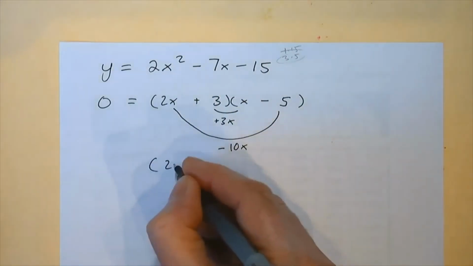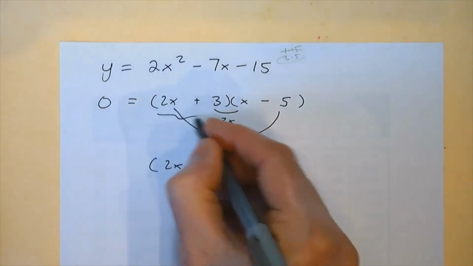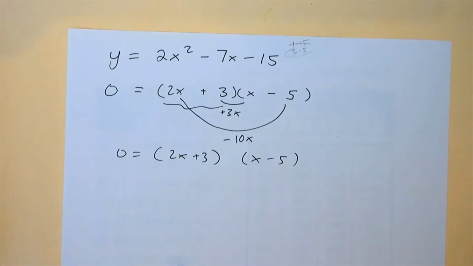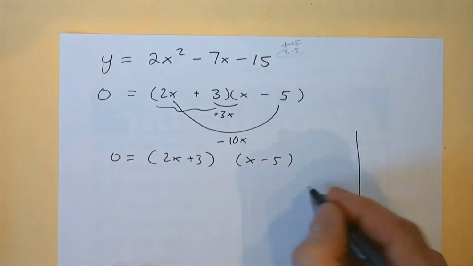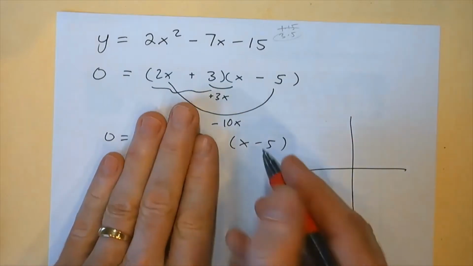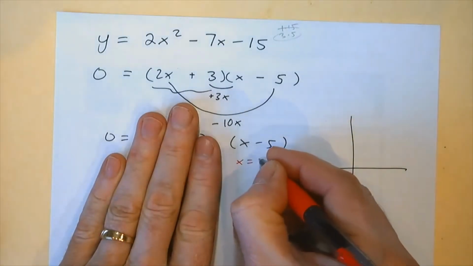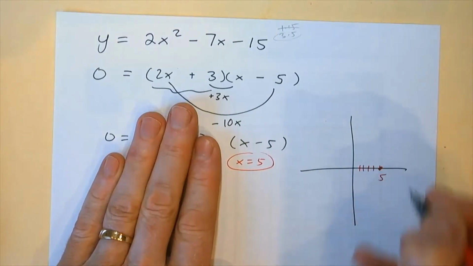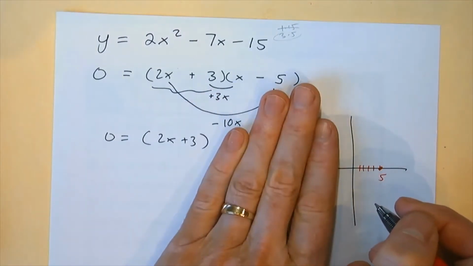Okay, so here's our 2 pieces, 2x plus 3, and here's our other piece, x minus 5. And we're setting it equal to 0. Let's find the zeros so we can make the graph. What minus 5 is 0? 5. 1, 2, 3, 4, 5. What plus 3? Oh, wait, okay.